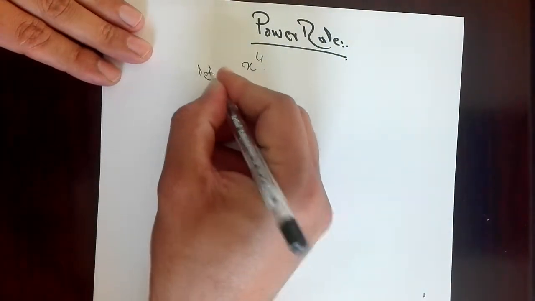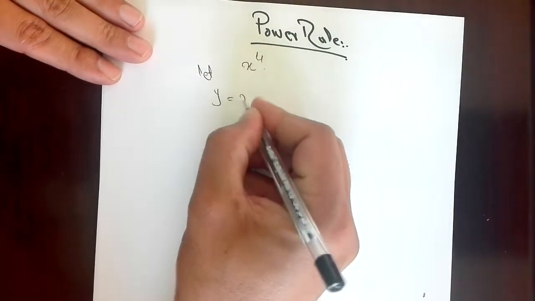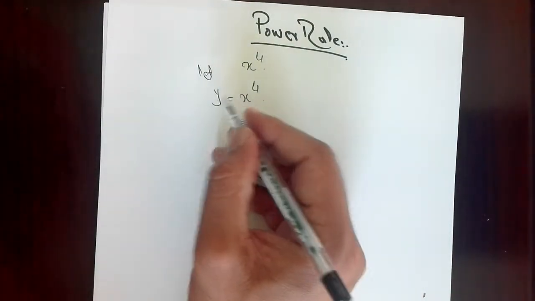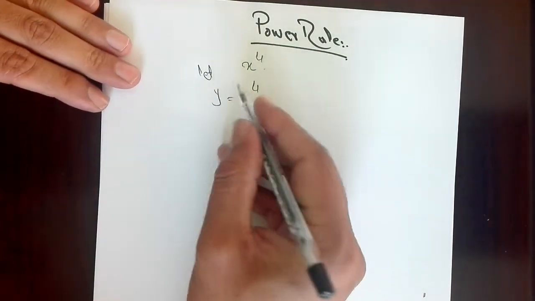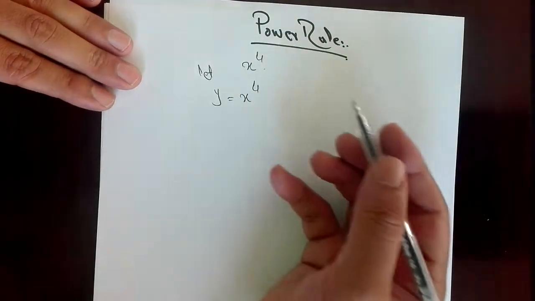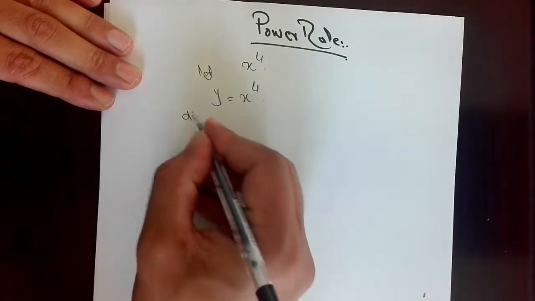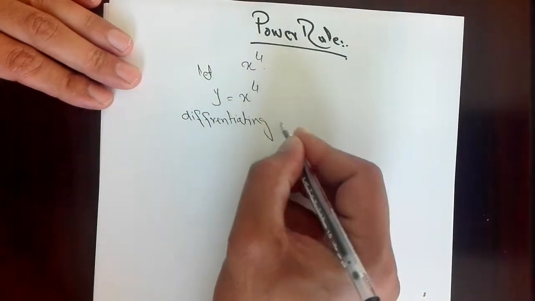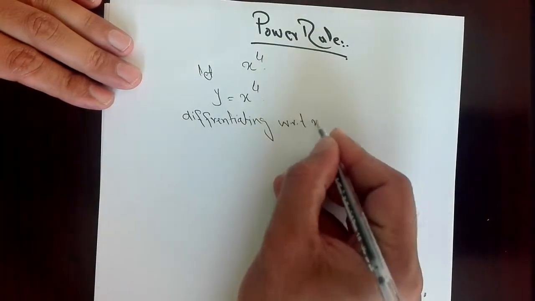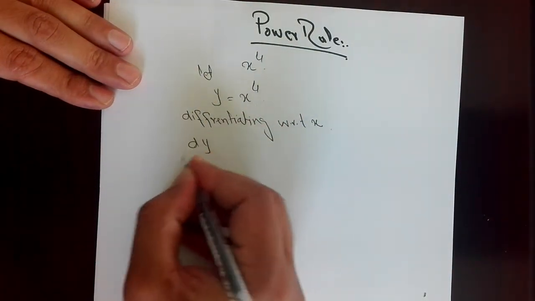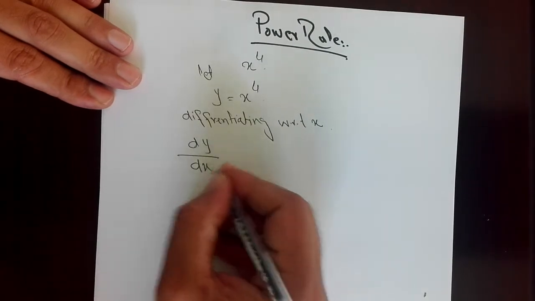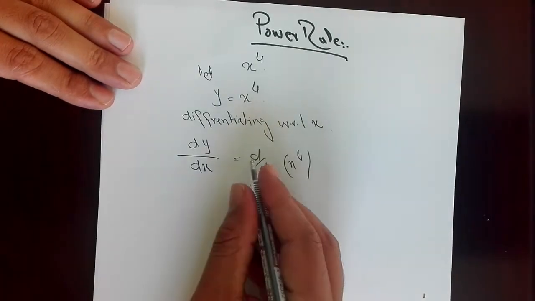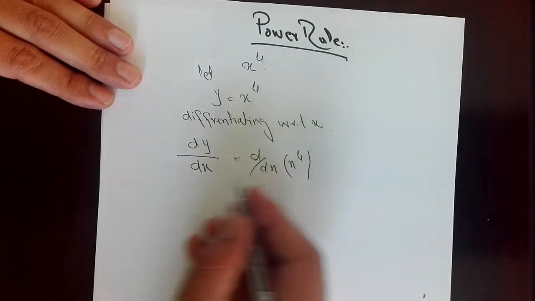So first of all, let y is equal to x power 4. Give any name to that; you can say c is equal to this, z is equal to this. I wrote it as y is equal to x power 4. Now I am differentiating it with respect to x. With respect to x means dy over dx, d over dx of x power 4.